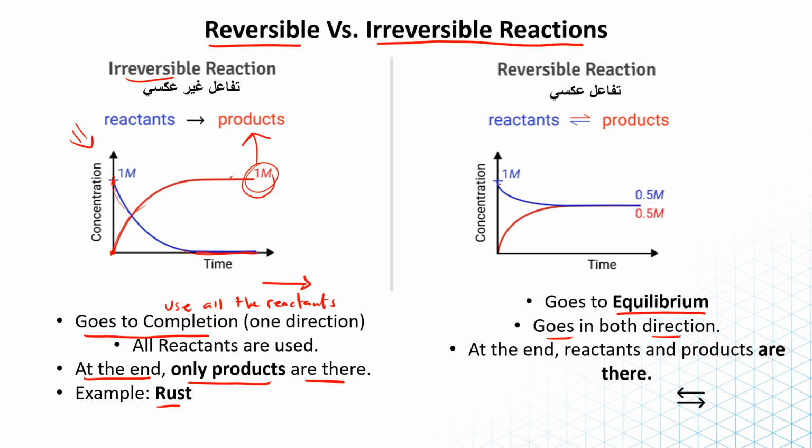لاحظ إنه الرياكتنتس بالأزرق ما استووا زيرو. So the reactants did not go to zero. يعني موجودة. Okay? And the products also increased. So in both of them, the reactants concentration at first decreased and the products increased. لكن في reversible reactions, at the end, I have both reactants and products. يعني المتفاعلات موجودة والنواتج موجودة. Okay?